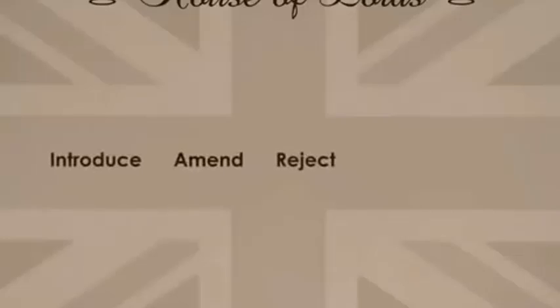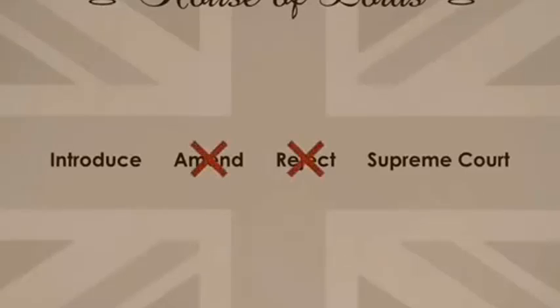In the distant past, the House of Lords had relatively significant power and could introduce, amend, or reject bills, and acted as the official Supreme Court. Today, though, the Lords retain only their ability to introduce bills or delay them. Think filibuster. In 1911, the Lords were stripped of their right to amend and reject bills. Then, more recently, in 2009, the judicial power of the Lords was also replaced by the creation of a separate Supreme Court of the United Kingdom.